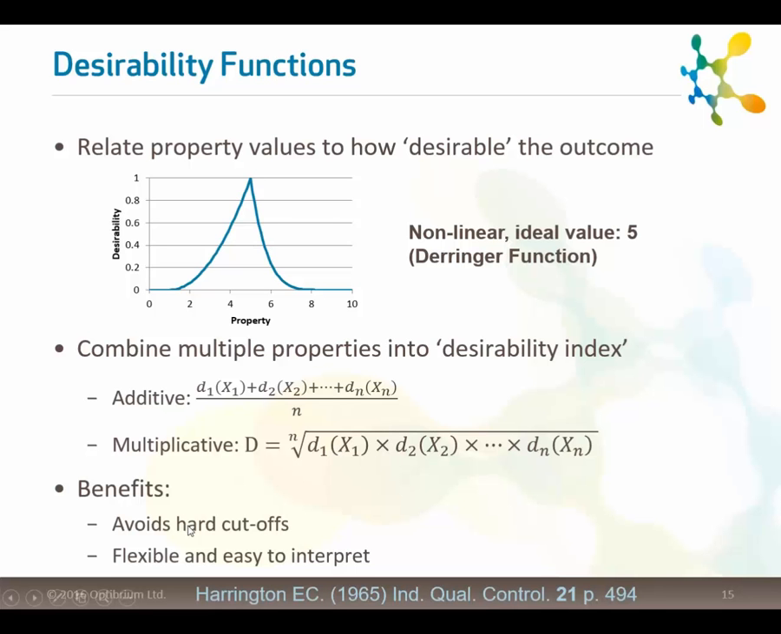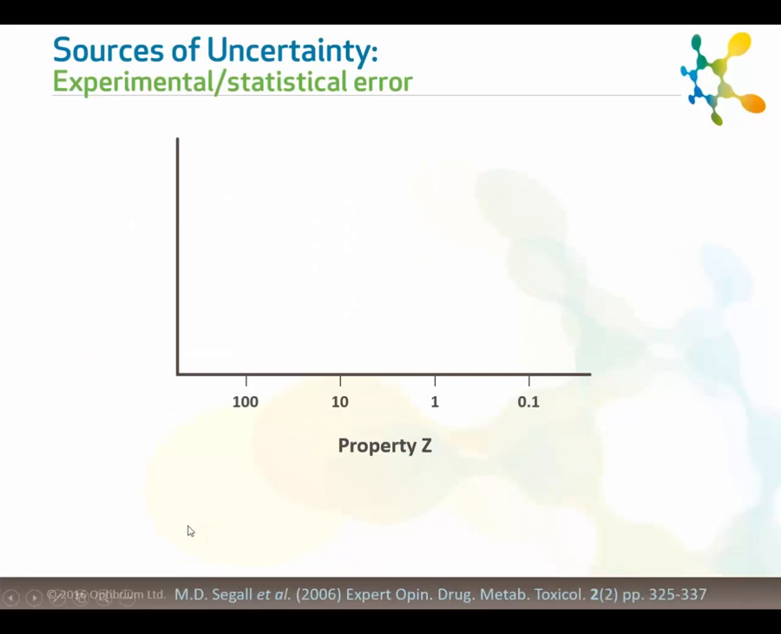But although this is a step forward and addresses that question of relevance, there's still another source of uncertainty, and that is the experimental or statistical error in all the data that we have. There's a lot of variability in the experimental endpoints. There's statistical error, certainly if we're using predictive methods. And so we might want to look at the impact of that as well.